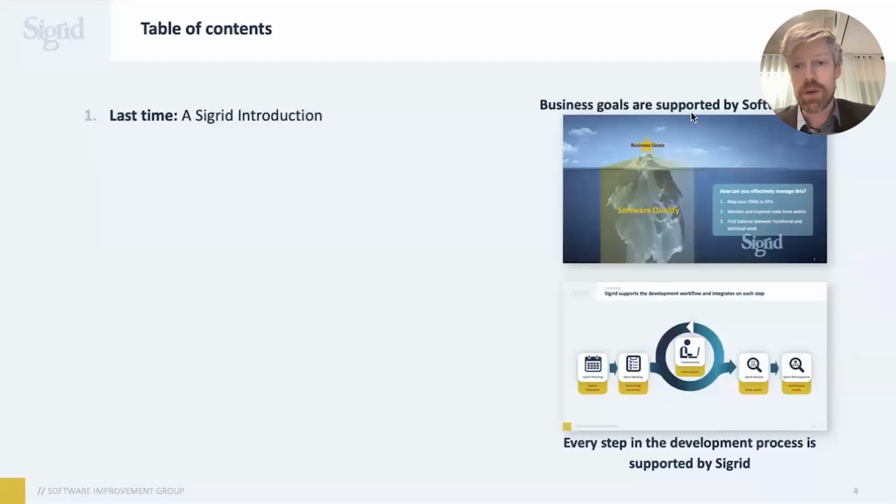But before we do, I want to briefly look back at what we did last time, the previous Ask Me Anything session, which last time went about the Sigrid introduction, our platform that we use to measure your code quality and for you to actually govern around it. It was a very high level introduction. We'll do this every quarter, more or less. So if you have a need for that, please feel free to sign up for that. Again, it's going to happen early next year.